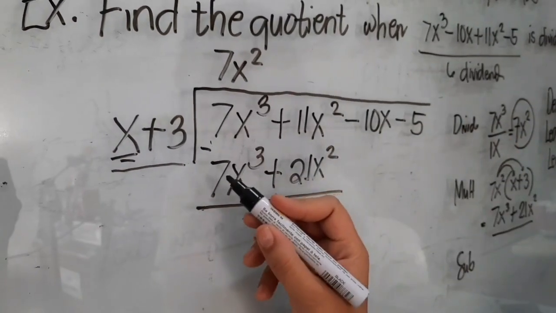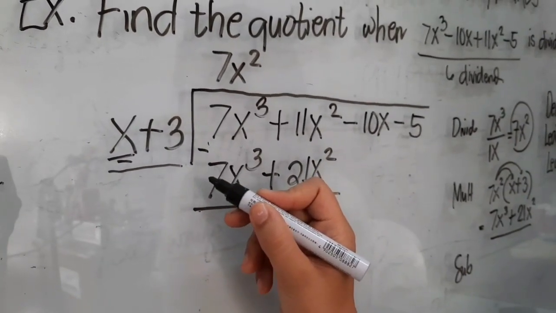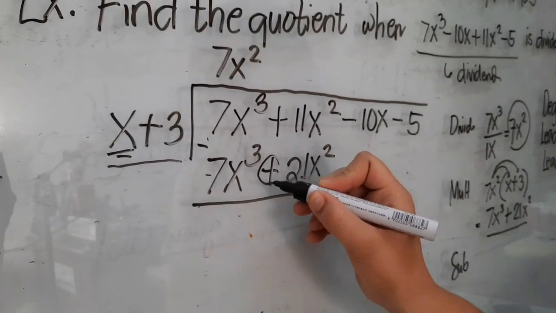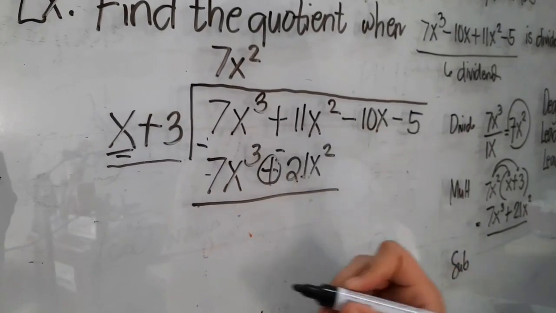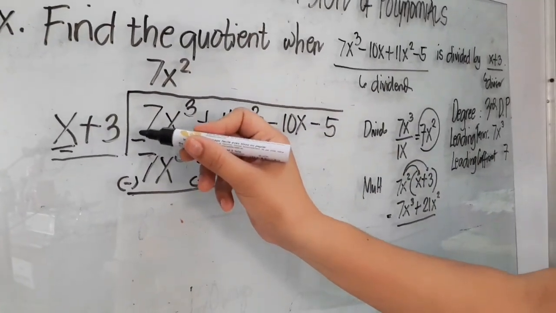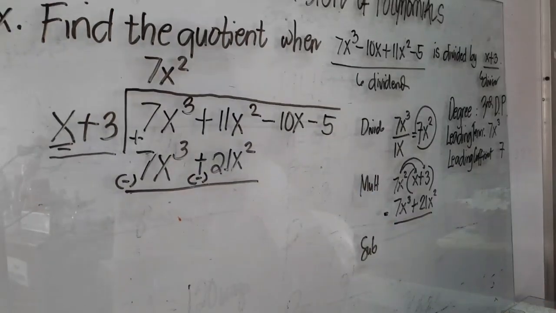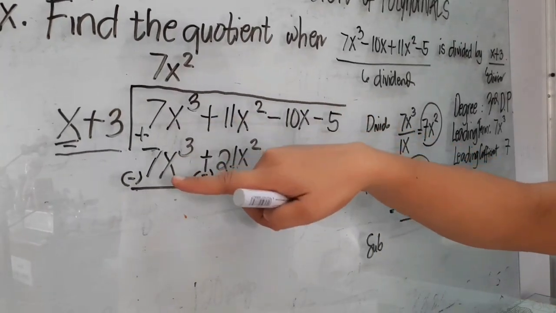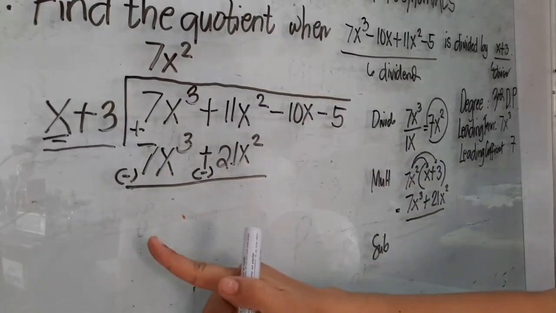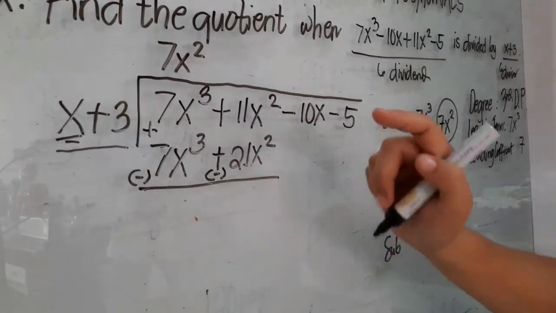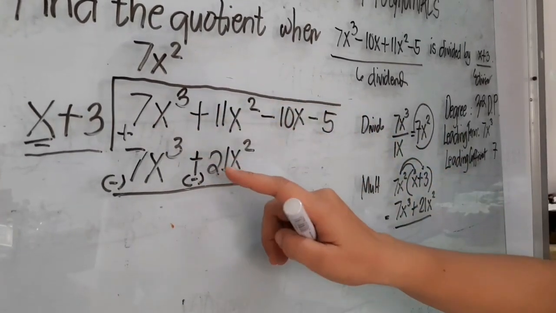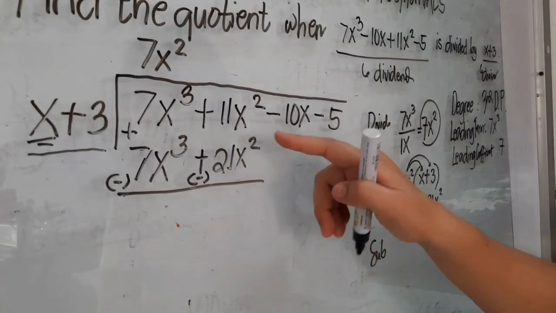So, this will become, kay wala man ni sign, may man ni siyang negative. Kaning positive karon, ma-change ni siya, it will become negative. And proceed to the rule of addition. So, this will no longer be minus, but will become plus. So, combine like terms, 7x cubed minus 7x cubed, automatically it's 0. No need to write. Next, 11x squared plus negative 21x squared.